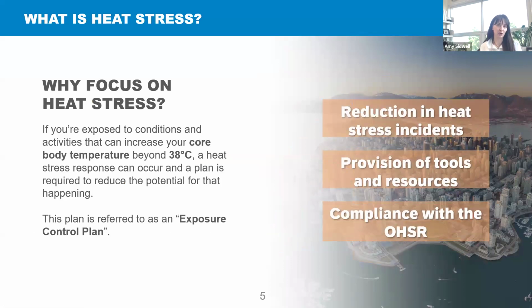We are required under our provincial legislation to have exposure control plans for various risk factors that workers might experience. And so we are required to have an exposure control plan for heat that puts efforts, actions and controls in place to first minimize the chance of a heat stress incident occurring, and then also gives tools and resources to make sure that if it is hot, people have tools and resources available to address those concerns. And having a control plan also makes us compliant with our occupational health and safety regulations.